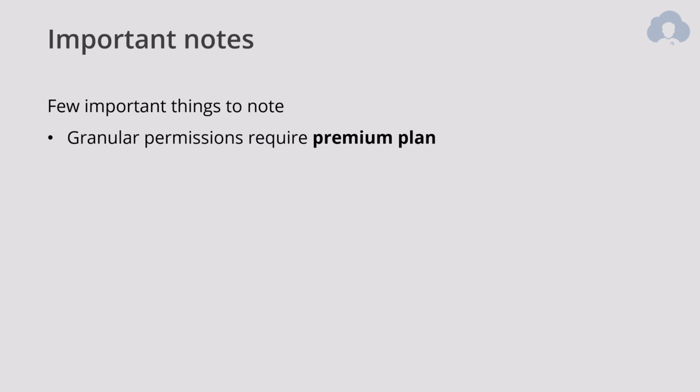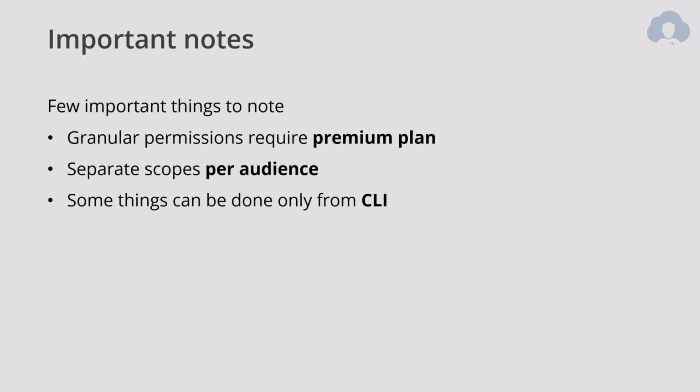And important notes. First of all, if you need granular permissions, you require the premium plan for Databricks. That's quite important when planning the costs for Databricks. Additionally, you should separate scopes per audience, as I said. It's a logical container for you to manage your credentials better. Additionally, some things can only be done through the CLI, like deleting scopes, reading key values, etc. So make sure to install that CLI.